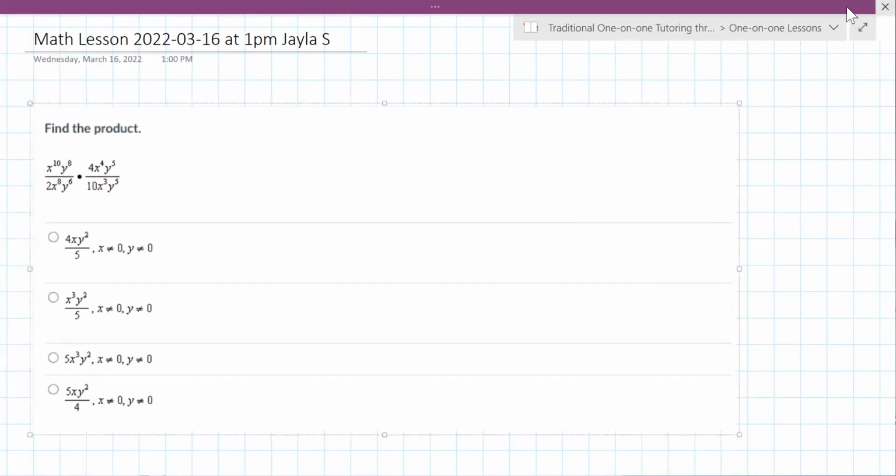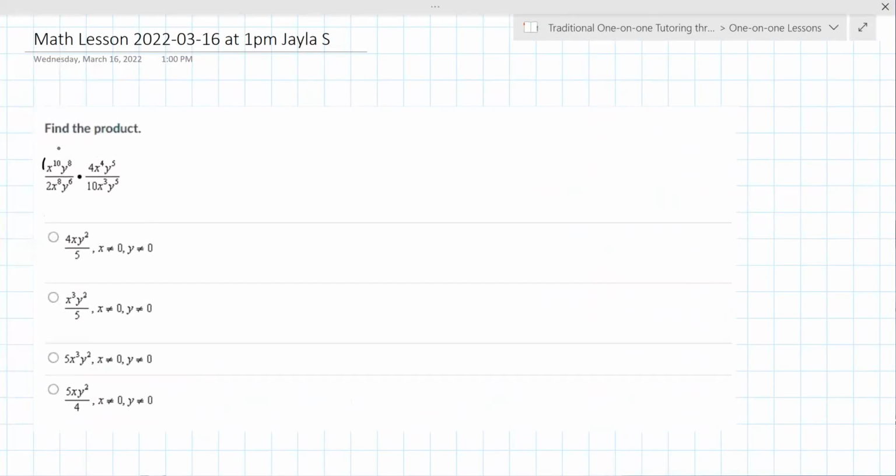Same thing here. We're gonna multiply the top. So like 1 times 4, that's 4. X to the 10th times x to the 4th, that's x to the 14th. Y to the 8th times y to the 5th is y to the 13th. We're just adding the exponents.